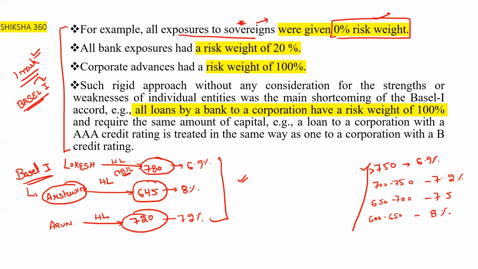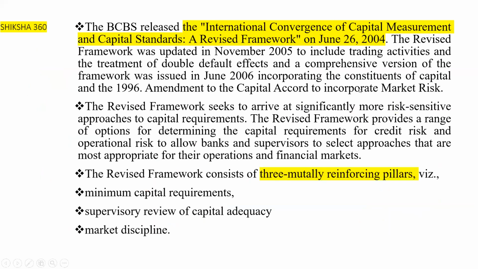And all bank exposures have a risk weightage of 20%. Clear? Like when you are funding another bank, that has a risk weightage of 20%. And corporate advances have a risk weightage of 100%. Clear? Under corporate advances the risk weightage is 100%.